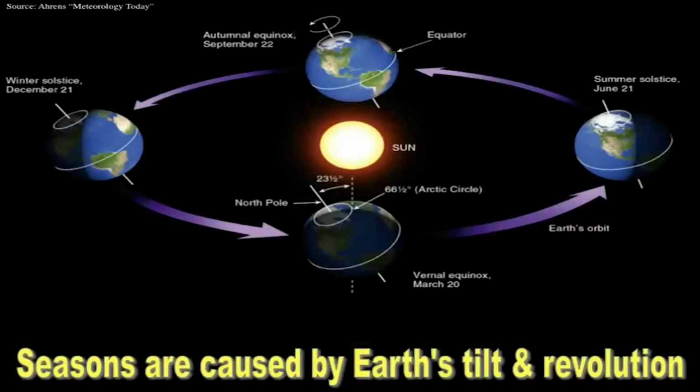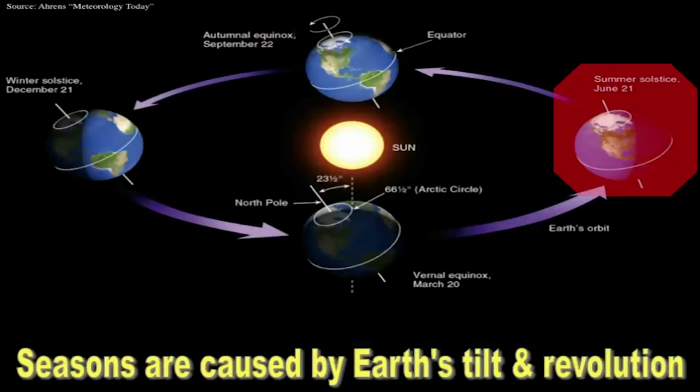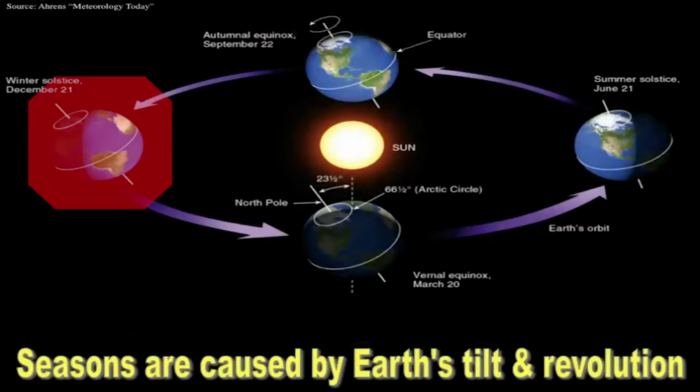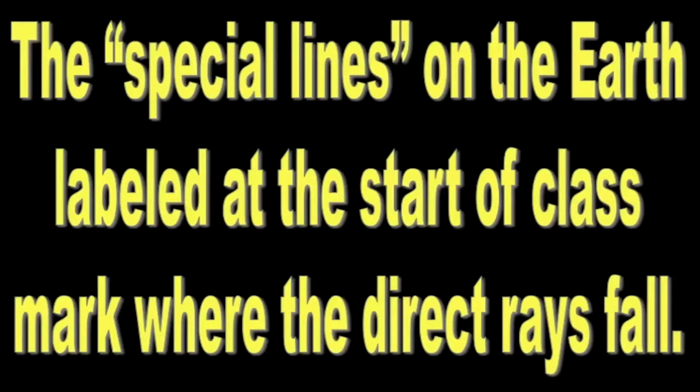On the first day of summer, which is this picture over here, the summer solstice, the direct rays of the sun are on the northern hemisphere. On the first day of fall, the direct rays of the sun are on the equator. And on the first day of our winter, we are farthest from the most direct rays of the sun as they fall on the Tropic of Capricorn. These special lines that you have on your map of the Earth at the start of class mark where those direct rays fall. Let's take a look at an actual example of this happening.